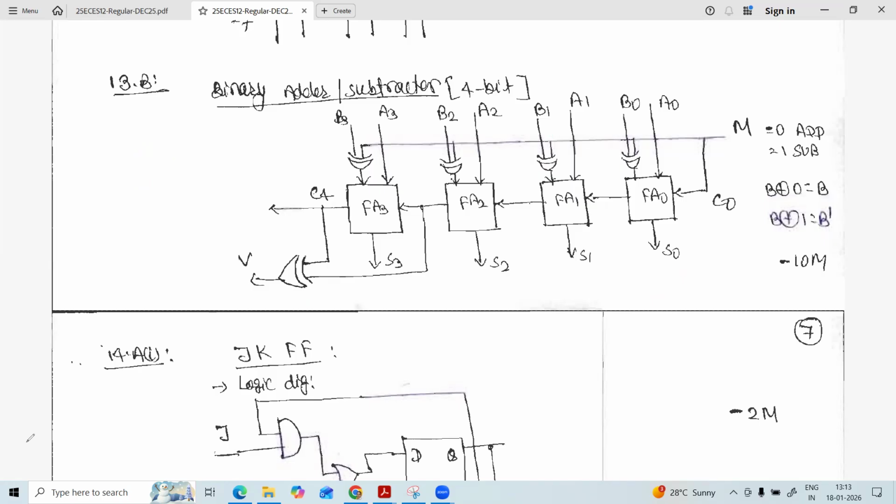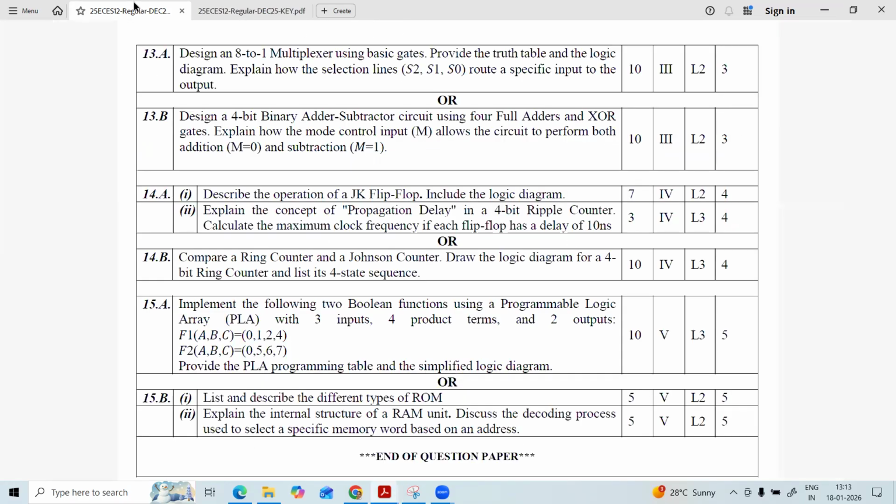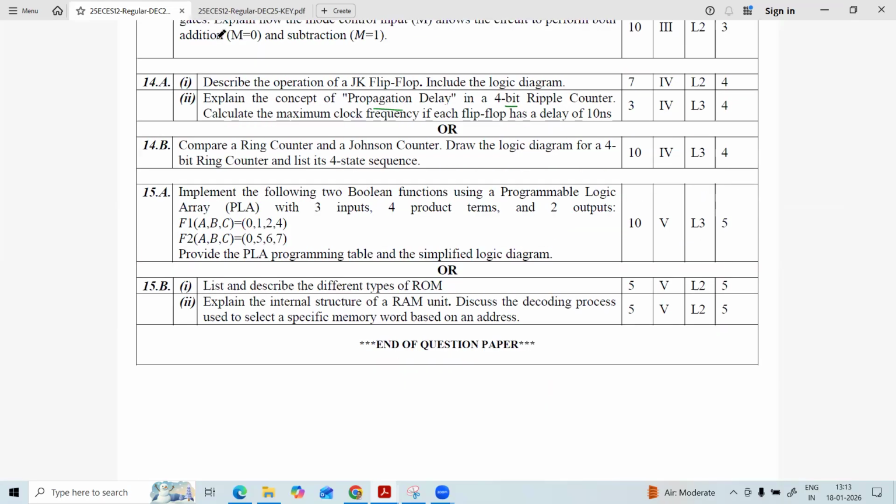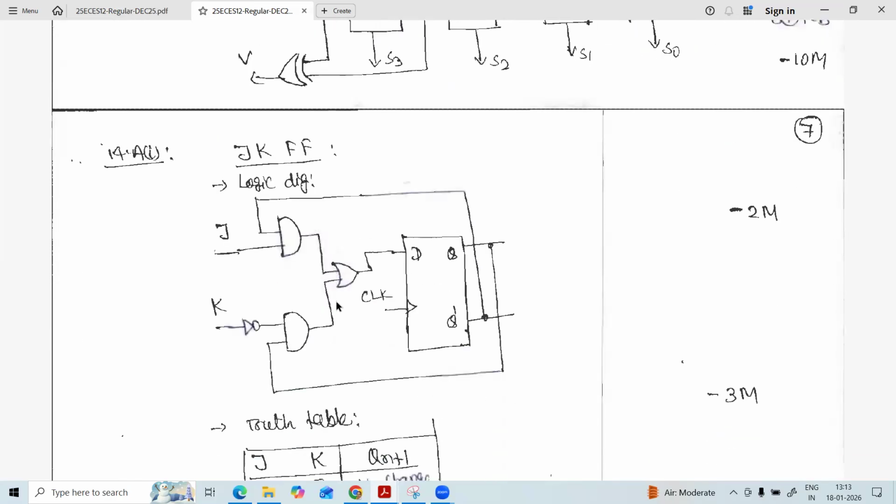So next we'll see the next questions. The next question is: describe the operation of JK flip-flop, including the logic diagram. And the second part is: explain the concept of propagation delay in case of a 4-bit ripple counter, and calculate the maximum clock frequency if each flip-flop has a delay of 10 nanoseconds. On the basis of that, we are going to see the next solution.